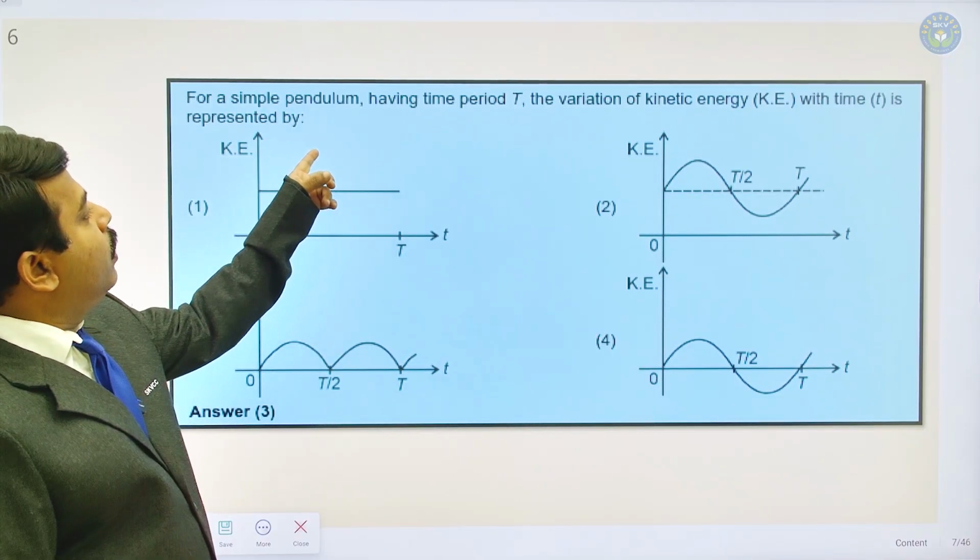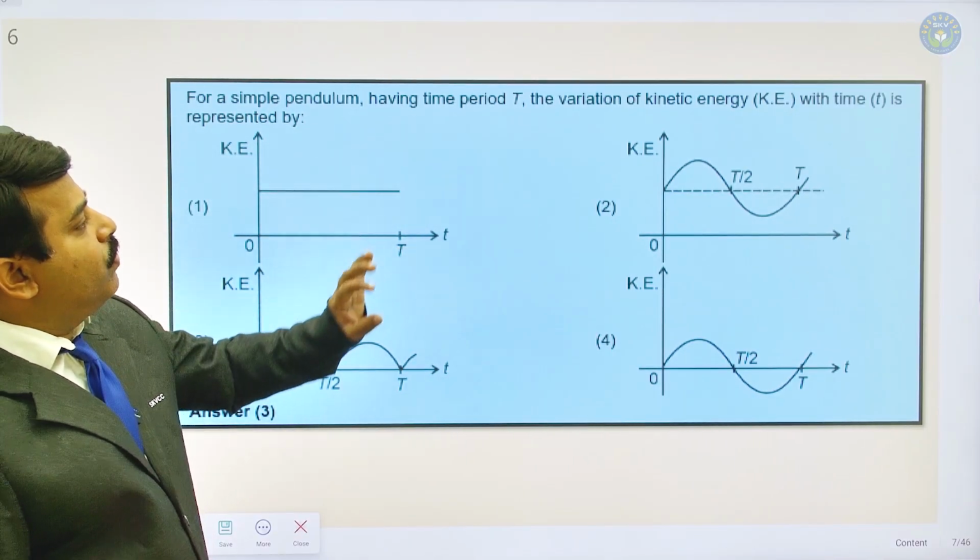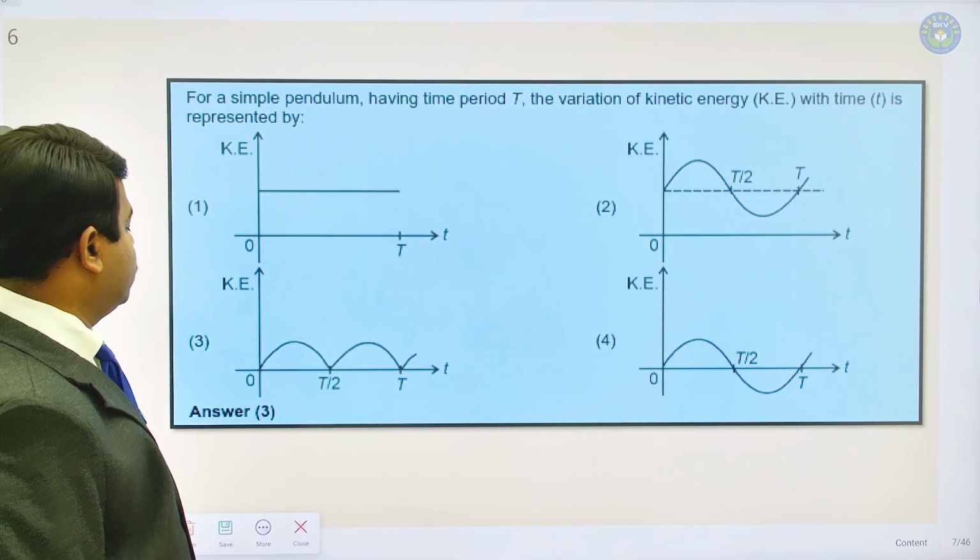Next, question number 5. For a simple pendulum having time period T, the variation of kinetic energy with the time t is represented by.